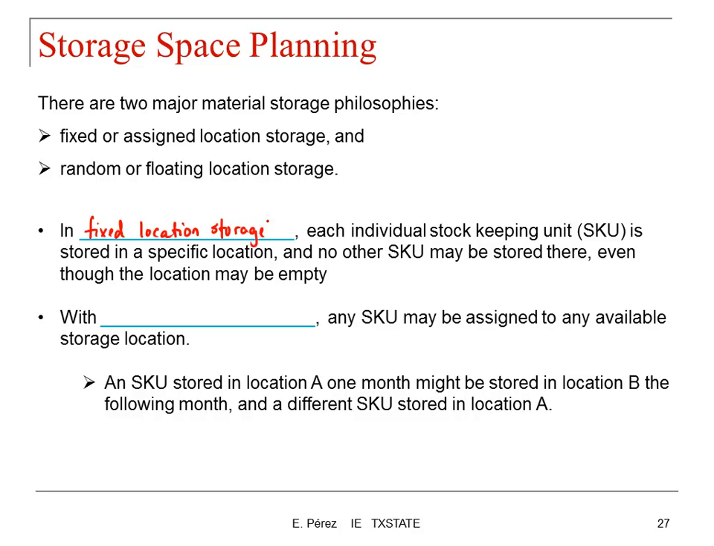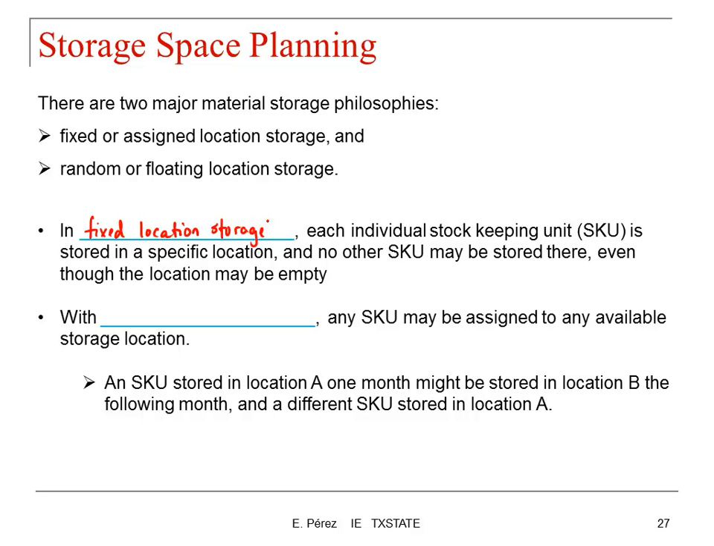each individual stock keeping unit, that's SKU, and you will see this in practice a lot. You want to be familiar with that terminology, stock keeping unit, meaning the item that you're going to store. It's stored in a specific location, and no other SKU may be stored there, even though the location may be empty. So you're going to reserve that space for that type of item, and you're going to only put that item in that location in your warehouse.